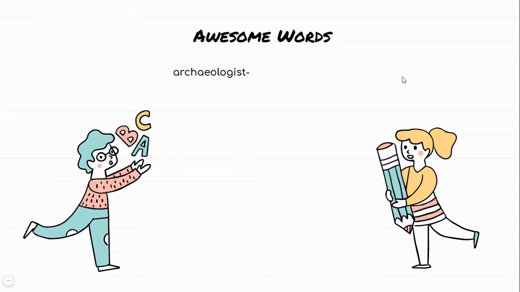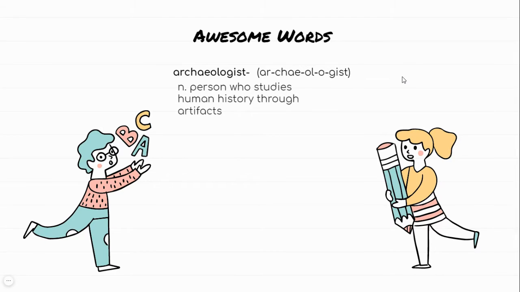archaeologist. Use the syllable segmenting strategy to read this word. Ar-key-al-o-gist. Say the word. Archaeologist. An archaeologist is a person who studies human history through artifacts. Pharaoh. Say the word. Pharaoh. A pharaoh is a ruler in ancient Egypt.